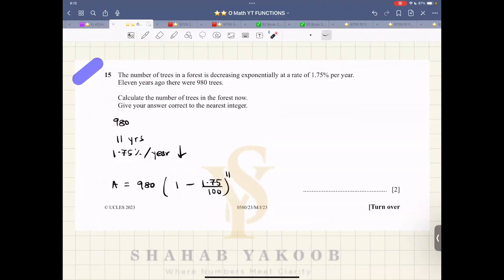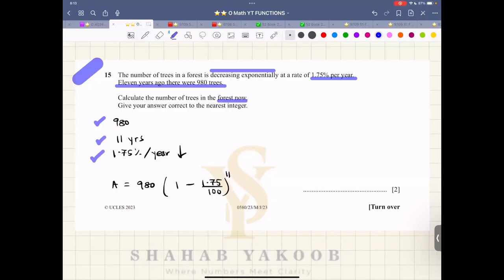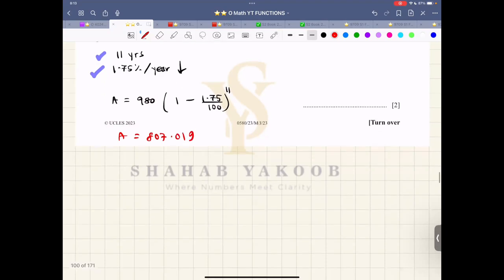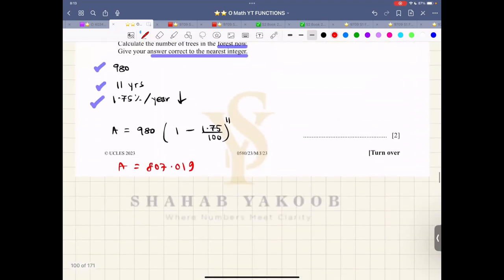The number of trees in a forest is decreasing exponentially. So now this is again decreasing exponentially at this rate. 11 years ago, there were 980 trees. That is the initial value, 11 years, percentage. Calculate the number of trees in the forest now. Give your answer correct to the nearest whole number. So again, 1.75 divided by 100. You get this value, subtract it from 1, and then raise it to a power of 11. And don't forget to multiply with 980. So this comes out to be A is 807.019. So this time they round down. So A is 807, rounded off to the nearest integer.